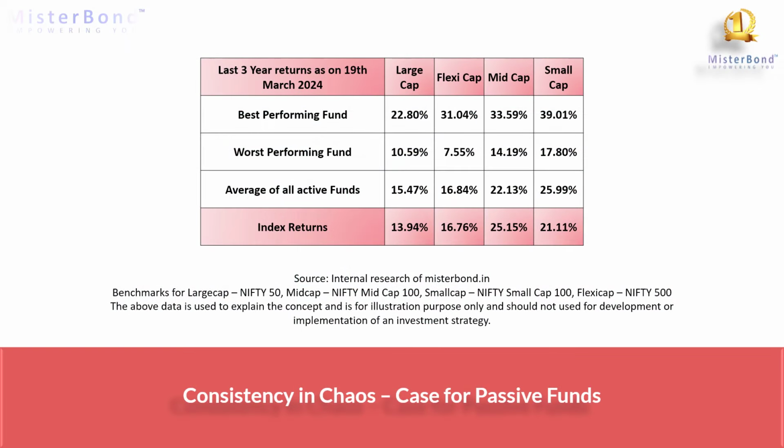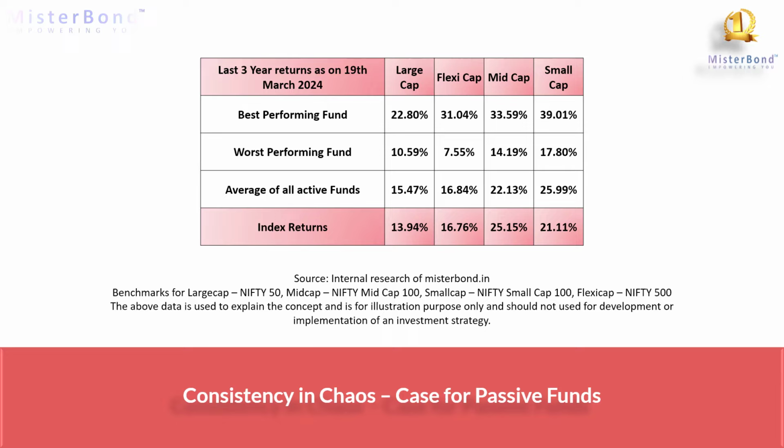The other narrative in terms of active versus passive is of course the performance of actively managed funds versus passively managed funds. But the unfortunate part, which investors and viewers don't realize, is that between the best performing fund and the worst performing fund in the same category, there's a huge difference. In the data I'm sharing right now, the best performing large-cap fund has delivered 22.8%, and the worst has delivered 10.59%. The average of all has delivered 15.47%. The benchmark index, the Nifty 50, has delivered almost 14%.